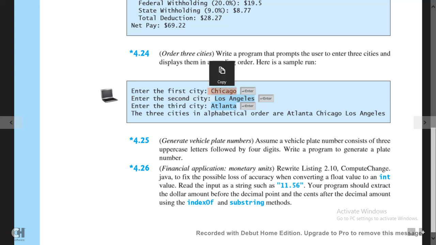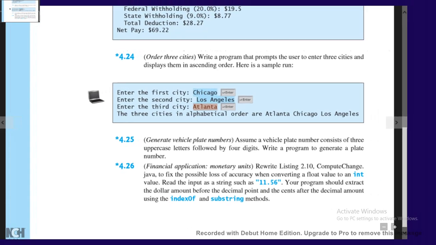Okay, so we have Chicago as our first city, Los Angeles as our second city, and Atlanta as our third city. So the 3 cities in alphabetical order are Atlanta, Chicago, Los Angeles. Okay, so let's get back to our IDE.